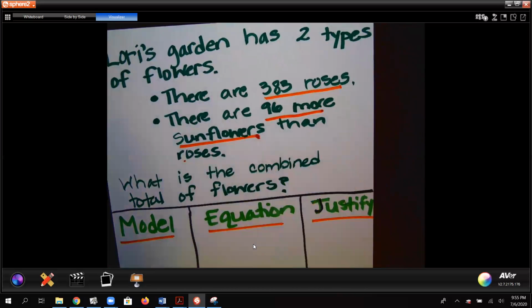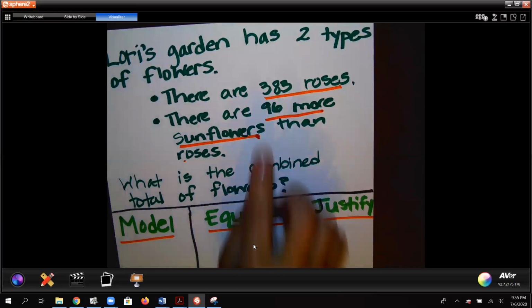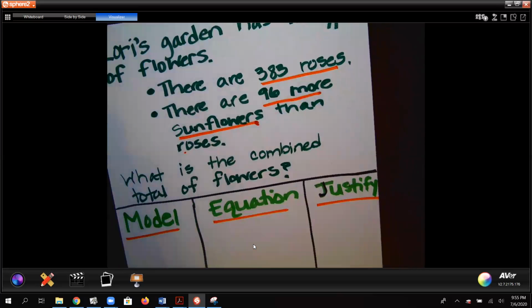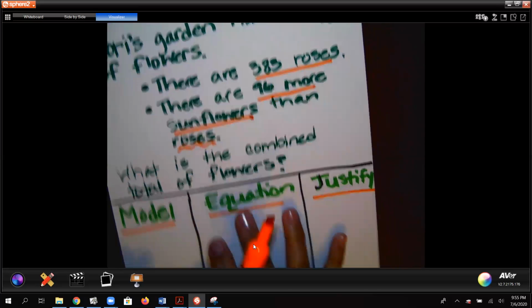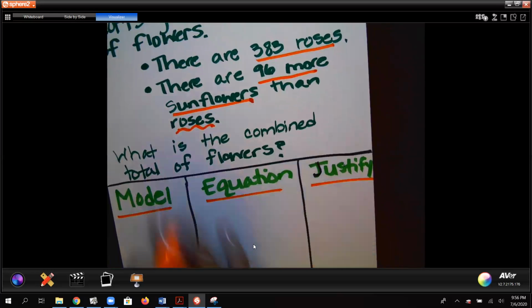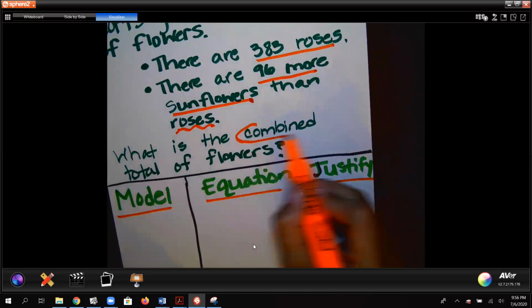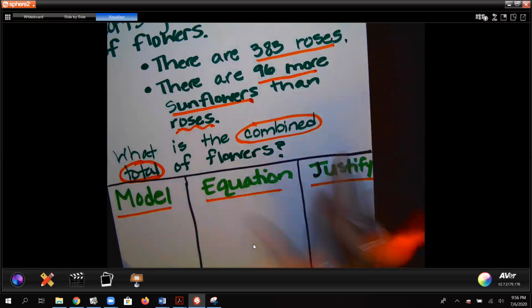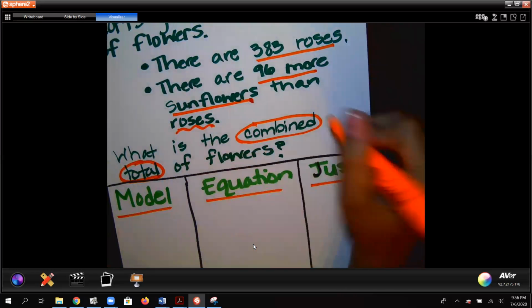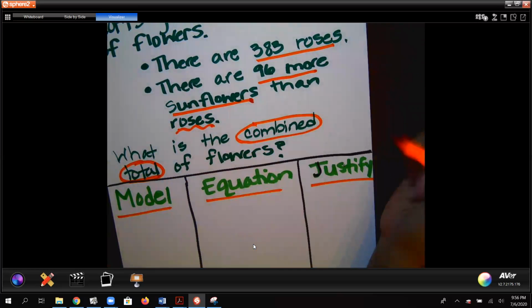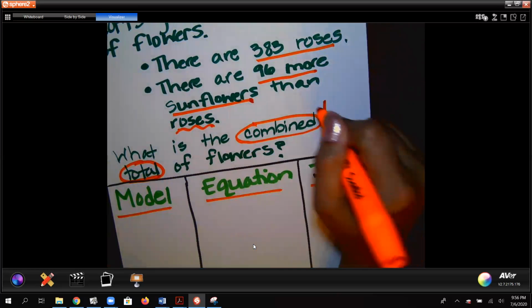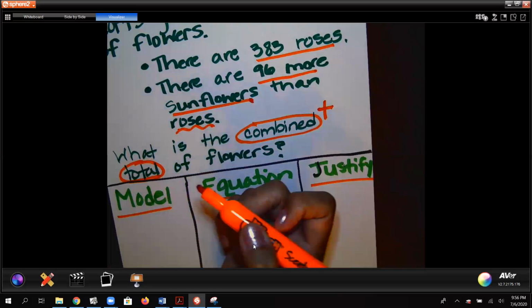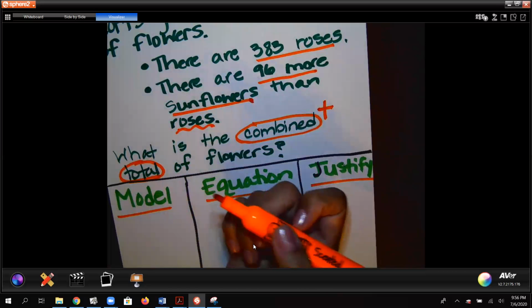Now, at first glance, a lot of students say, oh, there's 96 sunflowers, but that's not true. There's 96 more sunflowers than roses. So to solve this problem, the question says, what is the combined total of flowers? Those are 2 words that we need to know. The word combined means to join together, to put together, to gather. And that means to add. Total, of course, is the answer to an addition problem or a multiplication problem.